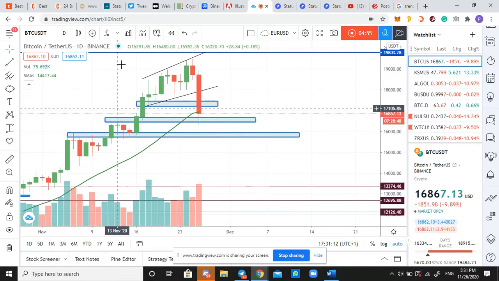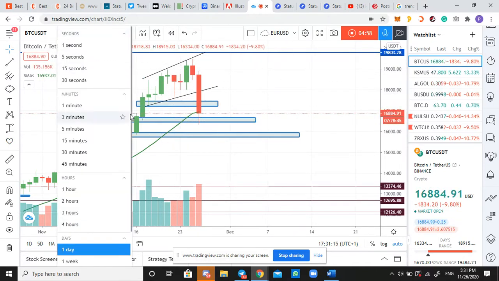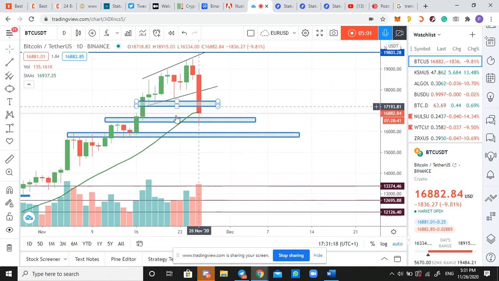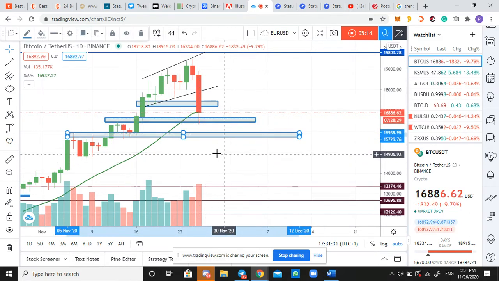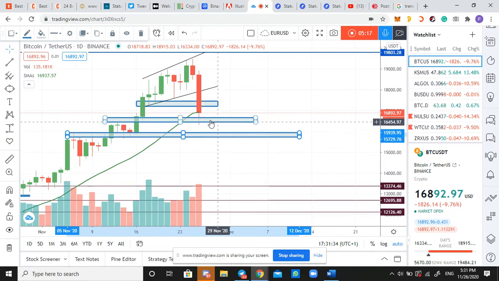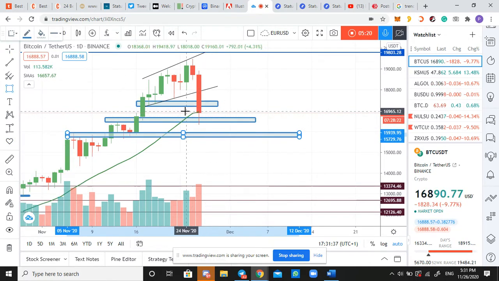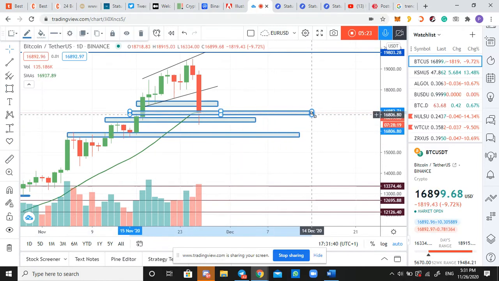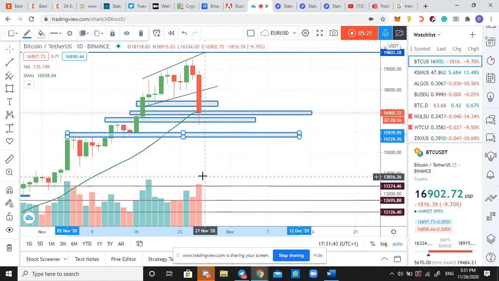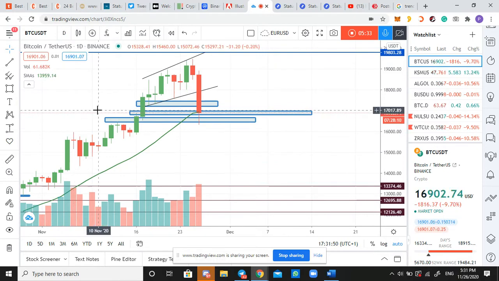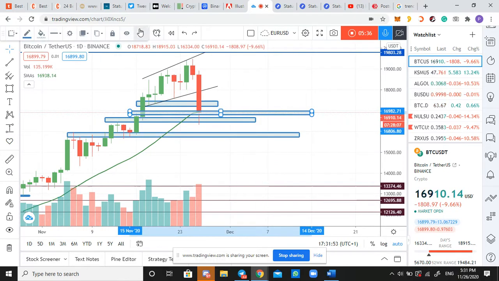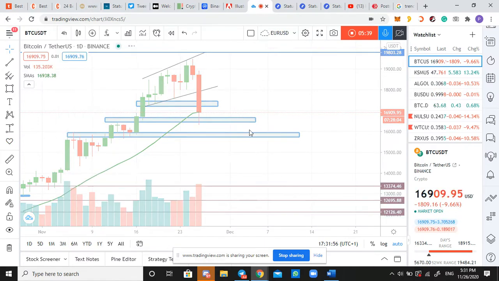Let's go to the 4 hour. I would like to say that if BTC closes in this zone, it might go as far as 15,009. If it closes below here, I might expect BTC here at 15,009 and 15,007. I might expect BTC there.